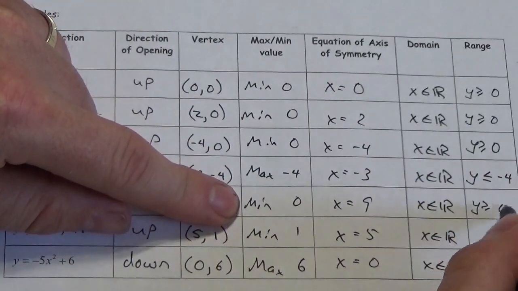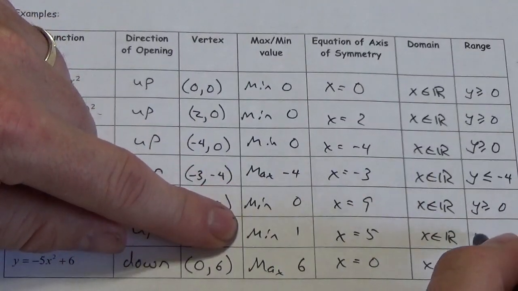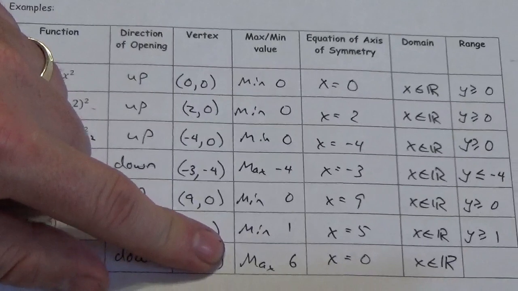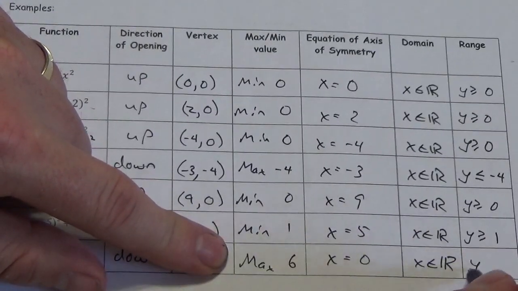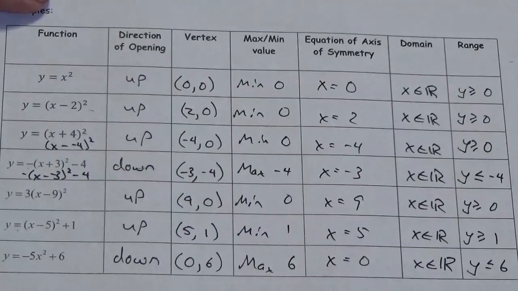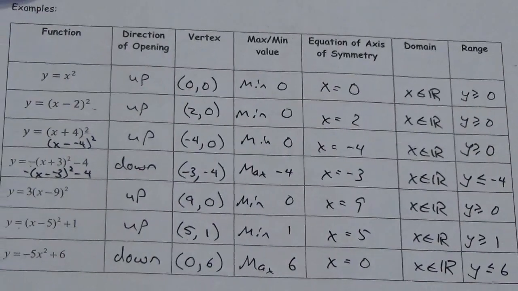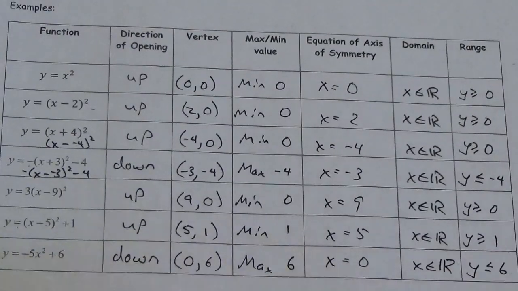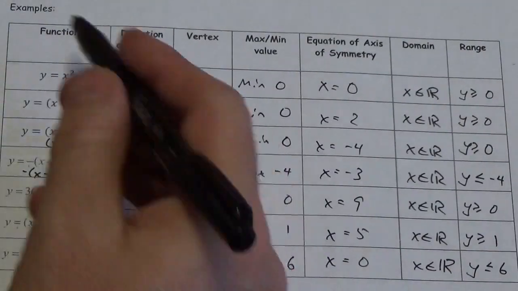Min of 0 means the range will be greater than or equal to 0. Min of 1 means y is going to be greater than or equal to 1. And finally, that max of 6 means all my y coordinates will be less than or equal to positive 6. And there you go. It's pretty easy to grab some good information about the parabola from that form right there.